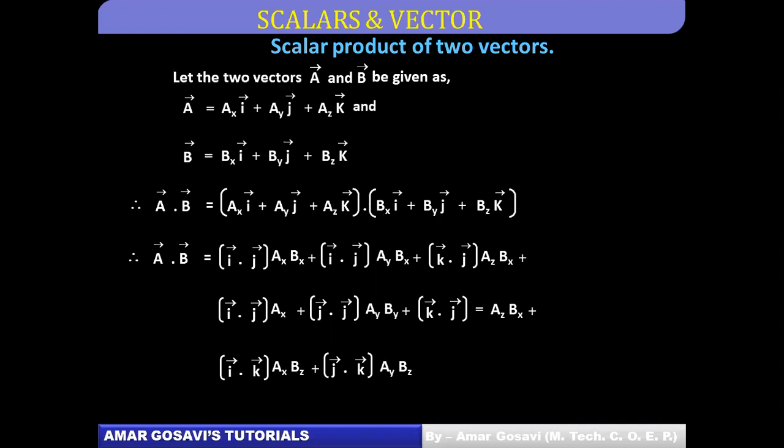And then the final term, friends, you can see you multiply BZ K cap to AZ K cap. So K cap dot K cap would be there in the bracket. You can see K cap dot K cap, and what are the coefficients? Obviously AZ BZ.